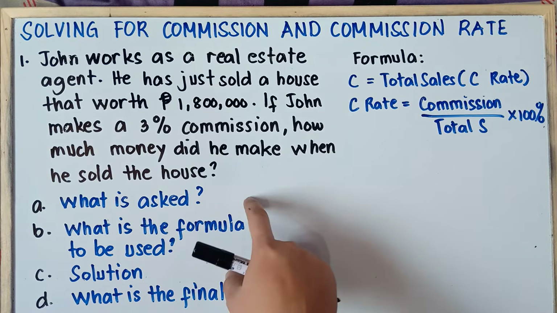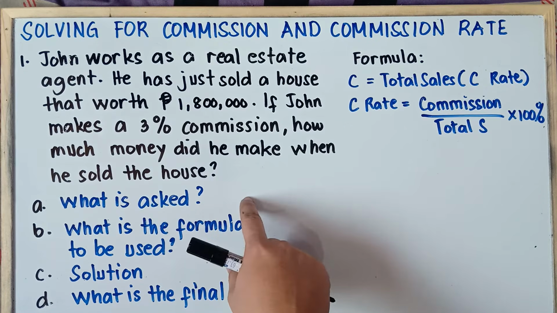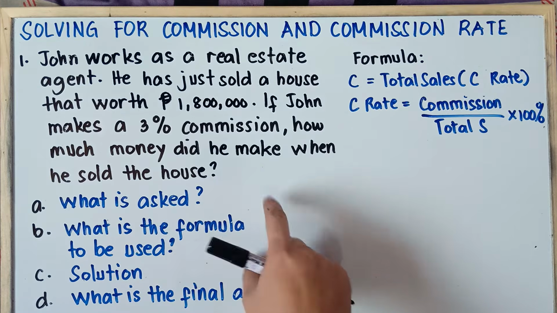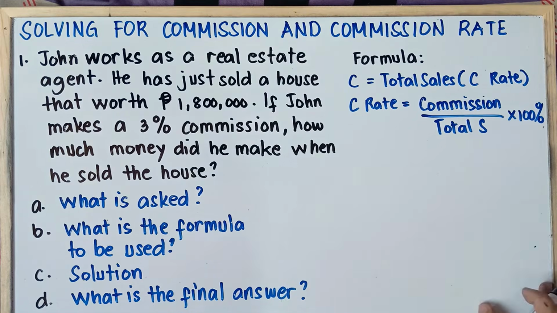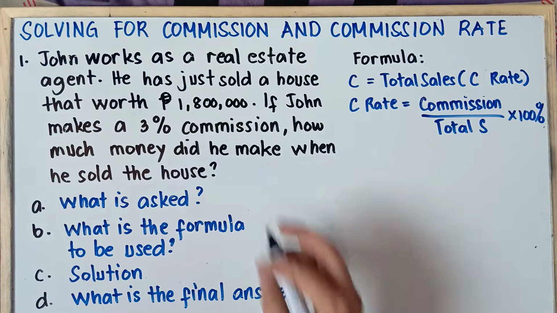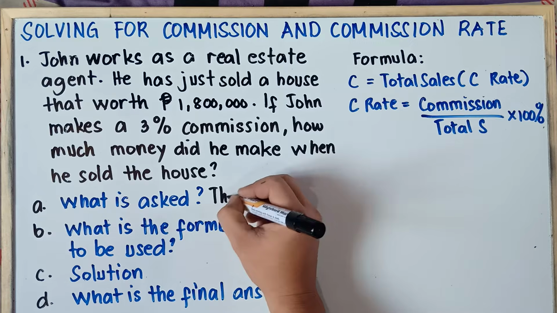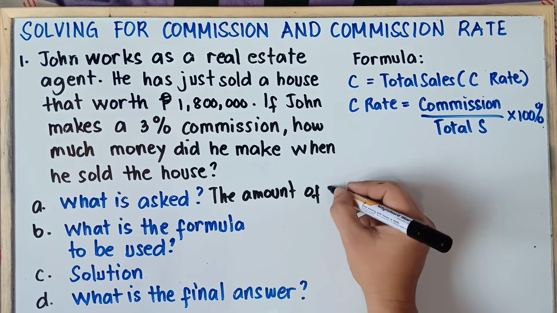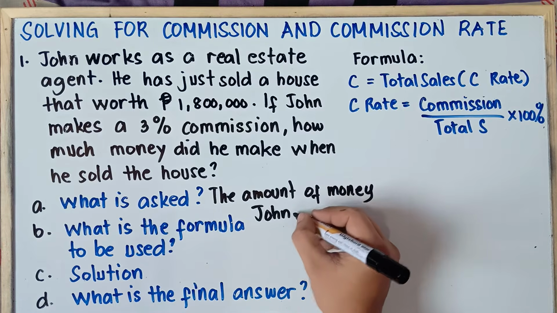Once again, what is asked? You can write how much money did he make when he sold the house? Or you can write how much money did John make when he sold the house? So you can write it there for what is asked. Now, since we don't have enough space, class, if I write it here, I'm sure we don't have enough space for our solution. So I will just write the amount of money John will make.